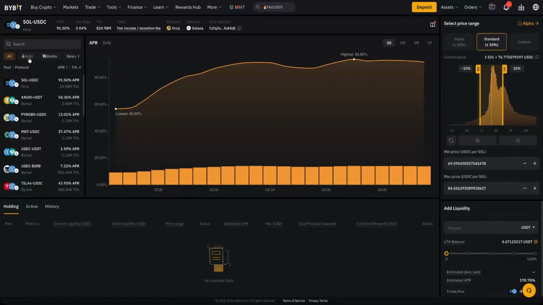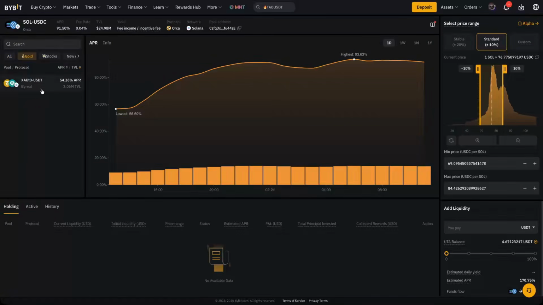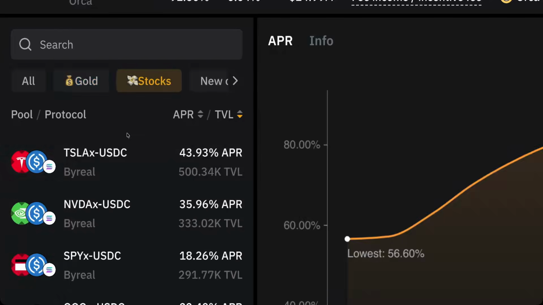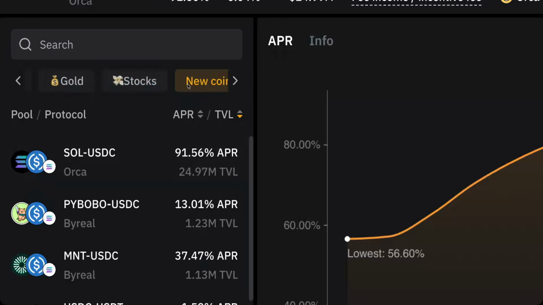So here is not just the Sol USDC. You can equally invest in gold if you want, right? You can invest in gold and you get up to, right here, you get up to 54% APR. This is per annum actually. And then you can invest in stocks as well, right? And you can invest in new coins as well.